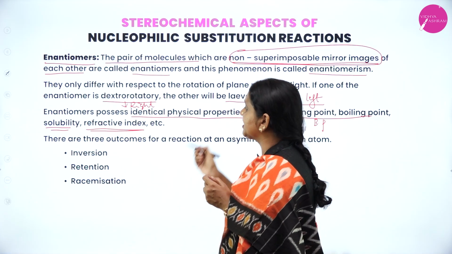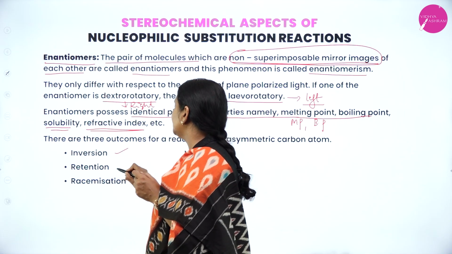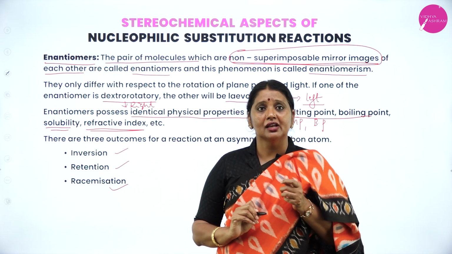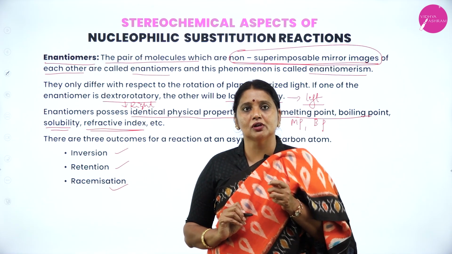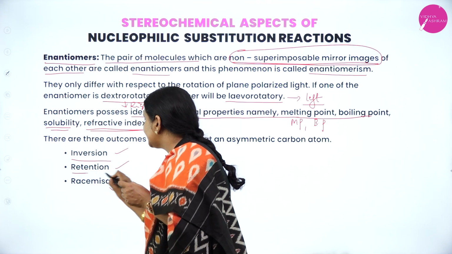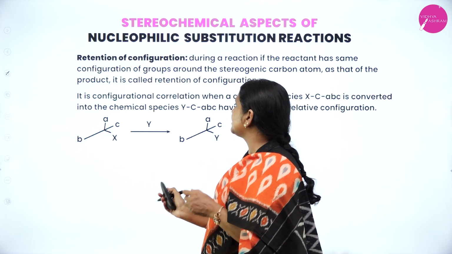Now, to understand the stereochemical aspect, you require 3 terms: inversion, retention, and racemization. What are the 3 terminologies I require to explain stereochemical aspects? Inversion, retention and racemization.